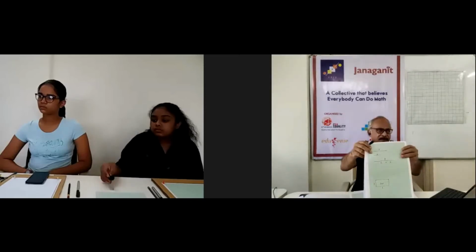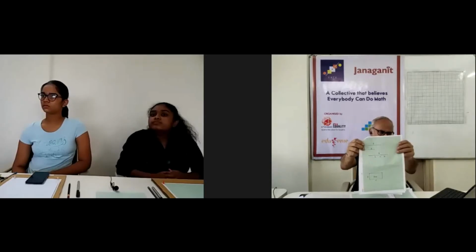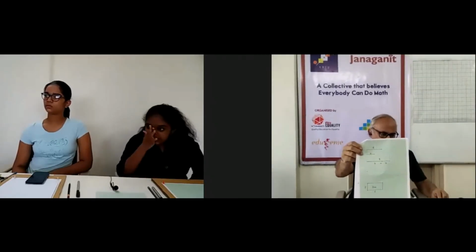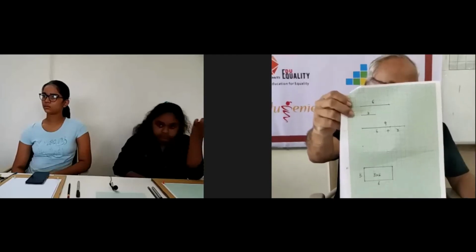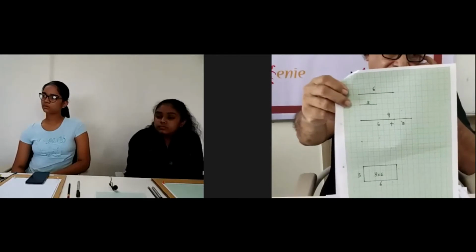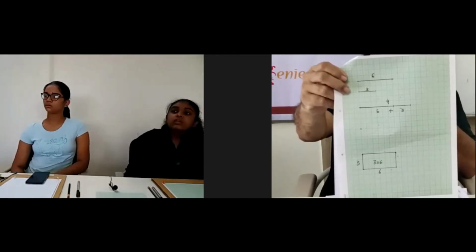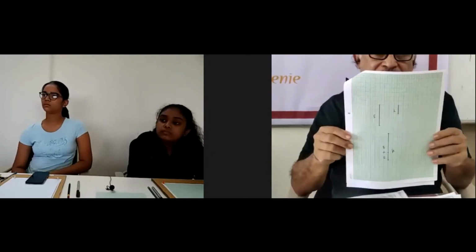This is the graph that we drew last time. 6 and 3. 6 plus 3 and 6 into 3. So 6 plus 3 is a line, 6 into 3 is a rectangle. Remember, I'm just taking you through what we did last time. This was 5 plus 2.